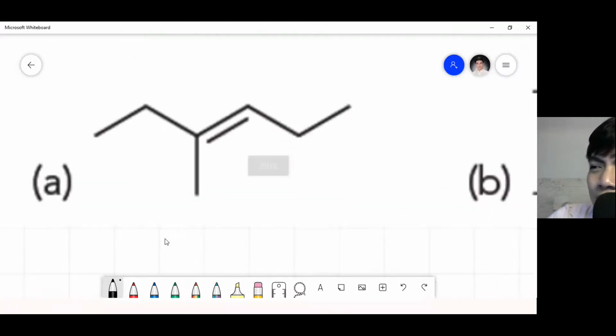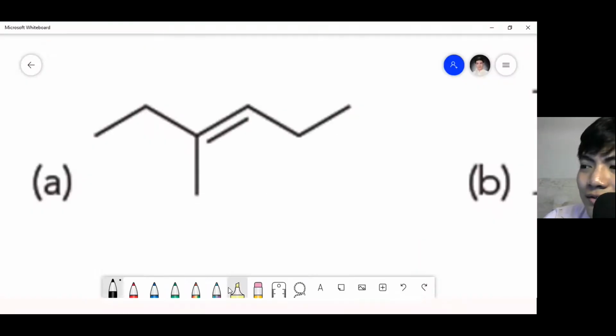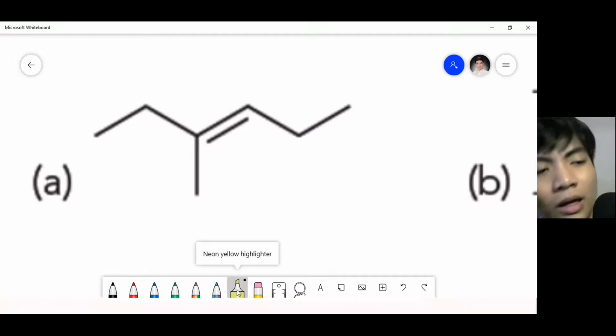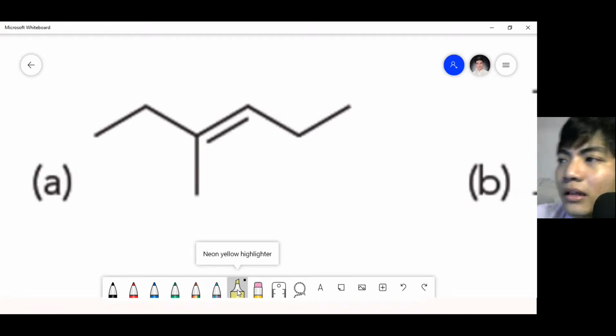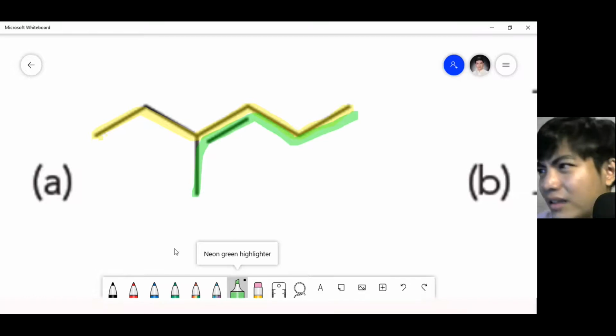So let's begin with letter A. Okay, so what do you think is the name of this one? How will you know its name? Okay, madali lang. First you have to identify the longest chain that includes the double bond. So it should include the double bond, okay? In our case, madali lang yan. So ito yung longest chain. Ito ba yan? Or ito? What do you think is the longest chain? The yellow or the green one?